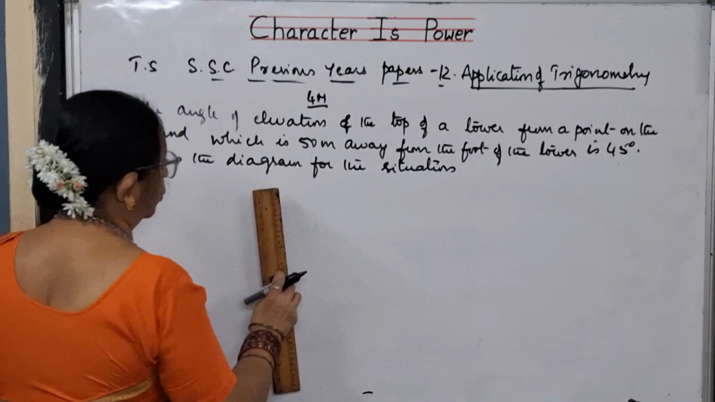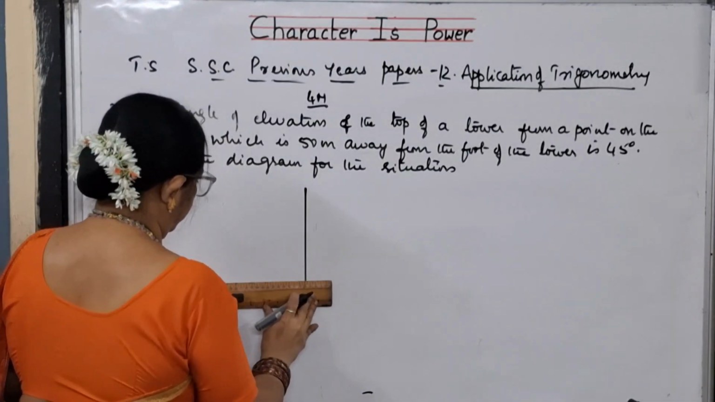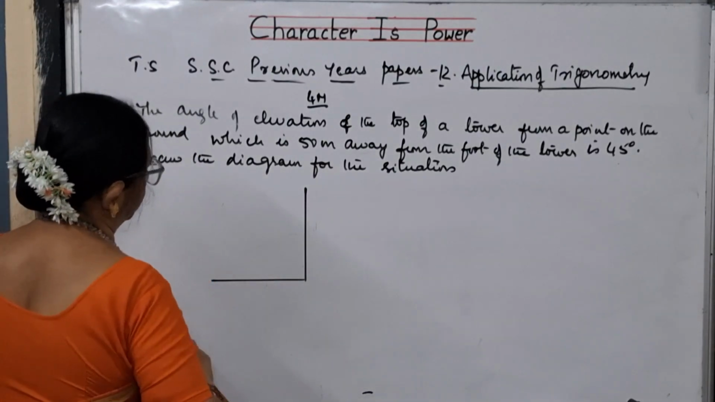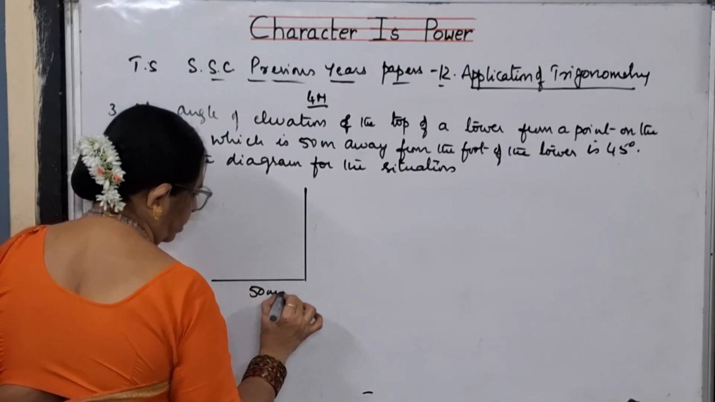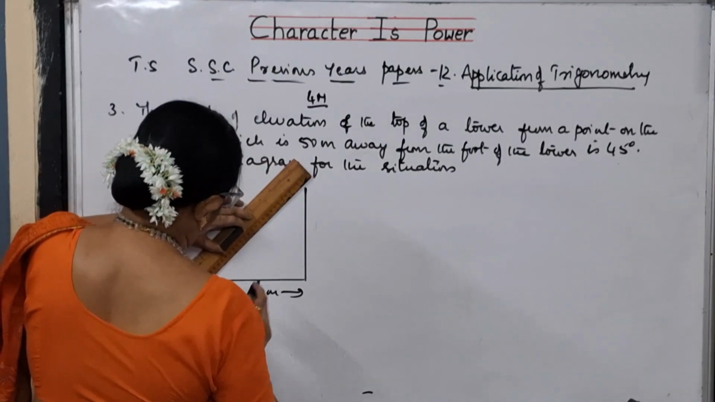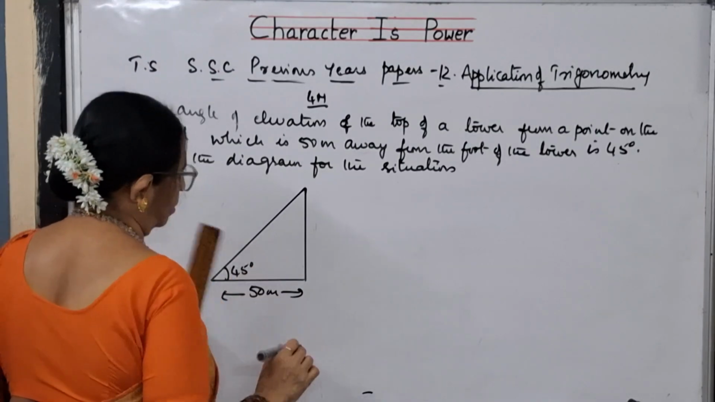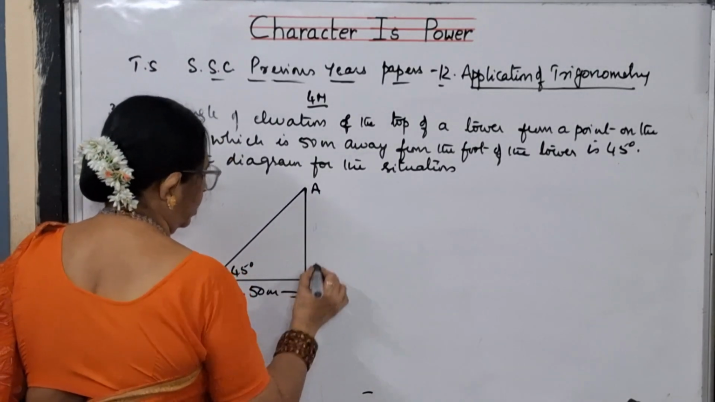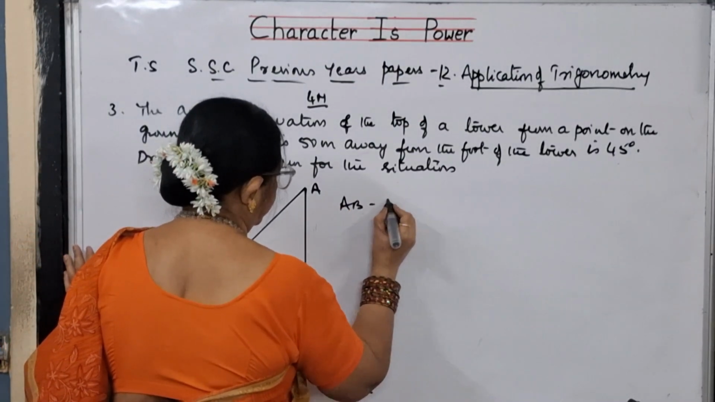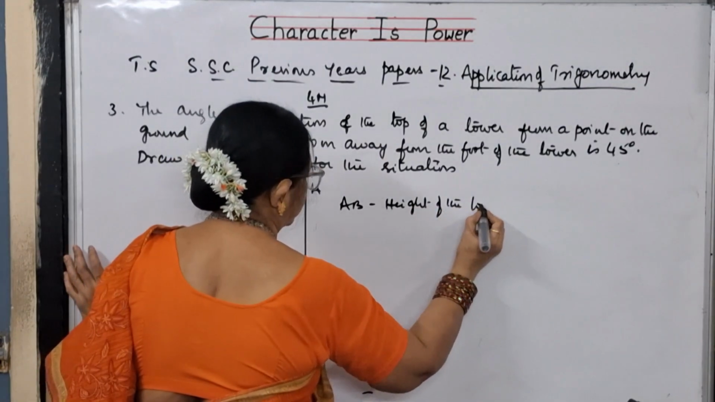The angle of elevation of top of a tower. Let us consider this is the tower. Top of a tower from the ground. From a point on the ground which is 50 meters away is 45 degrees. This is 45 degrees. This is the situation. We need to draw the diagram. So A, B, C, where AB is the height of the tower.